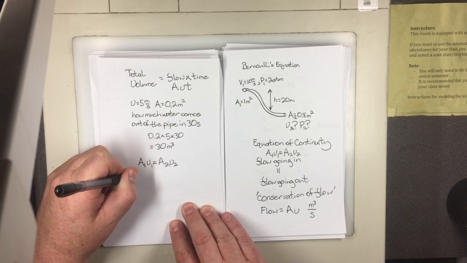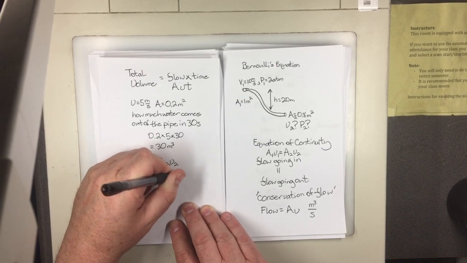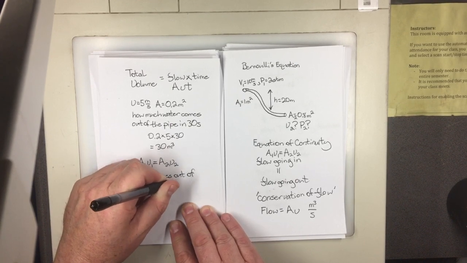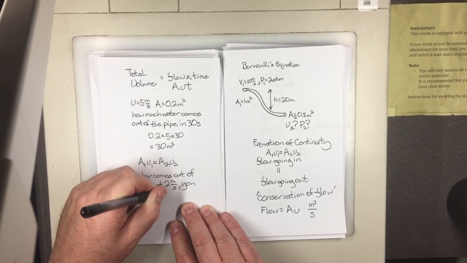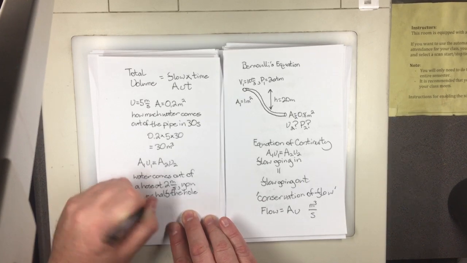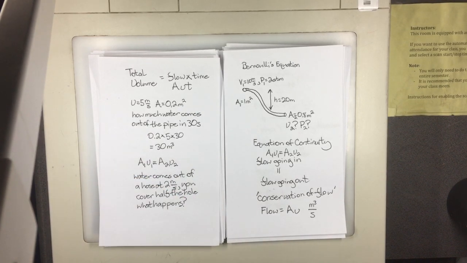Now, just looking at the equation of continuity, a simple example that we could do is water comes out of a hose at 2 meters per second. You cover half the hole, what happens? So you're in your backyard, you've got a hose, the water's just coming out of it, you put your thumb over half the opening of the hose, what happens to the water? It comes out faster, the velocity increases.